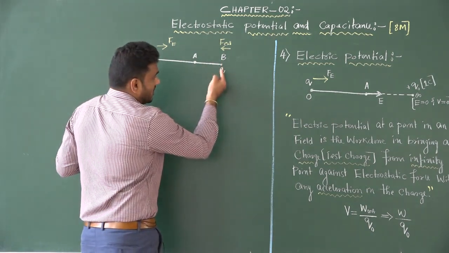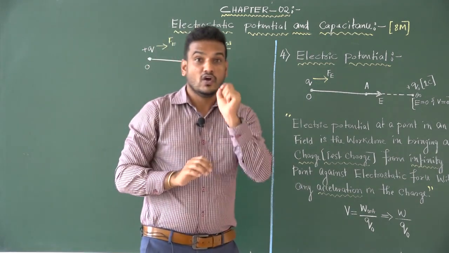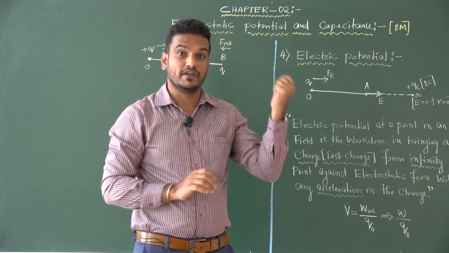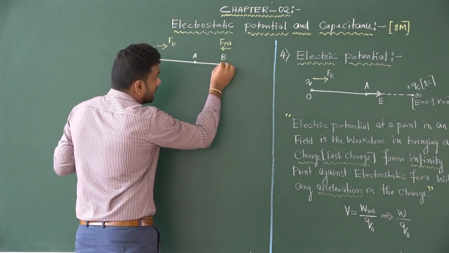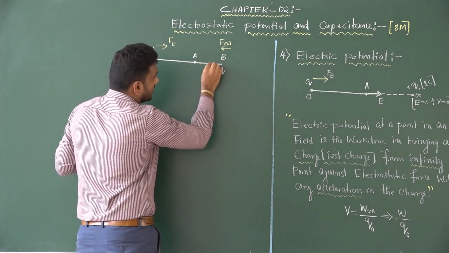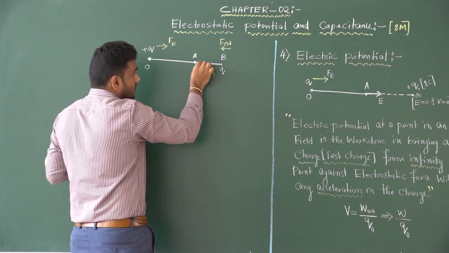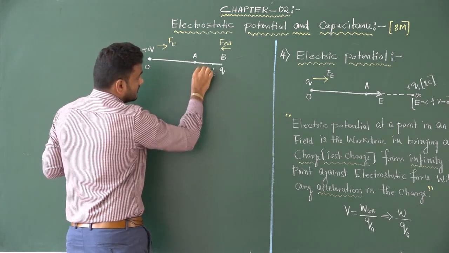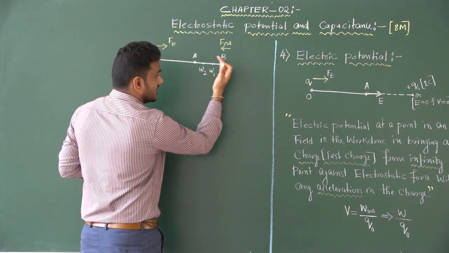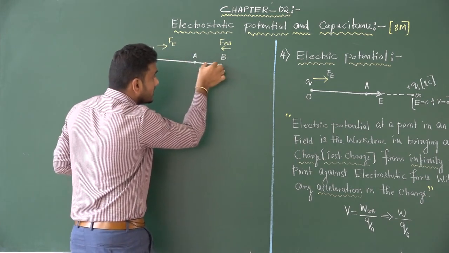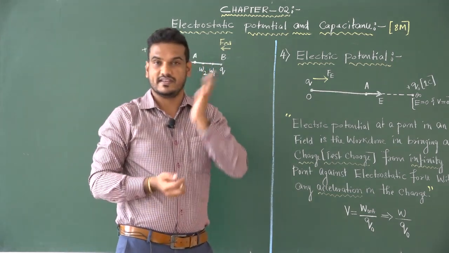To bring the charge Q from B to A, we are doing work. But the work done in bringing the charge from B to A varies from point to point. For example, to bring this charge from B to a certain point, the work done may be W1. To bring a charge from B to some other point, it may be W2, which means the work done in bringing the charge from B to A varies from point to point. Why? Because the electrostatic force keeps on increasing.